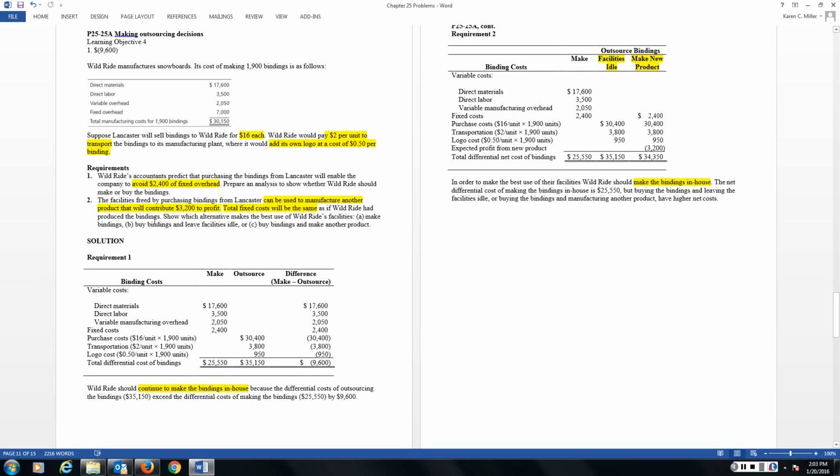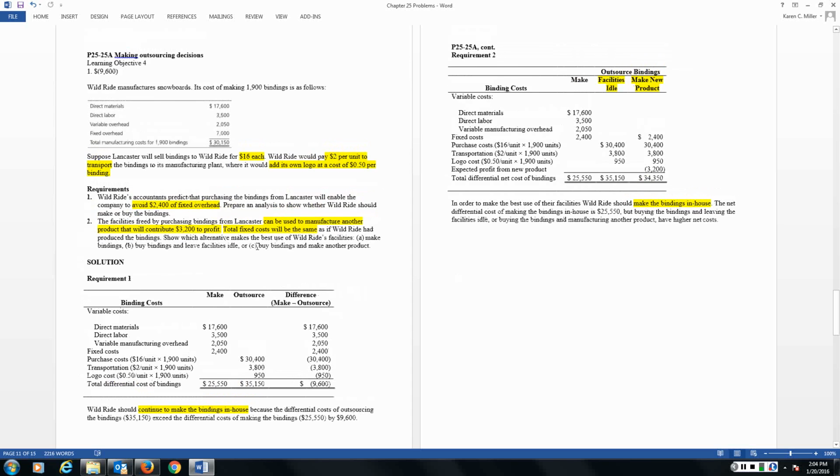Now your book says, what happens if the space that we free up by purchasing these bindings from Lancaster would allow us to manufacture another product, and this product would generate $3,200 of profit. Now it also says that fixed cost would be the same as if we were producing them ourselves. So we look at a second alternative here.